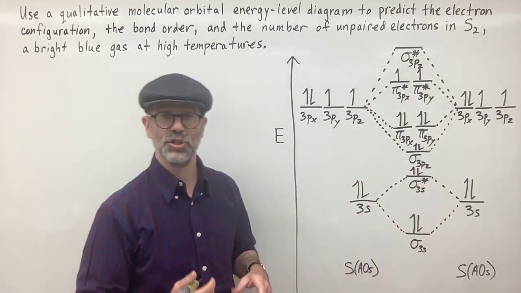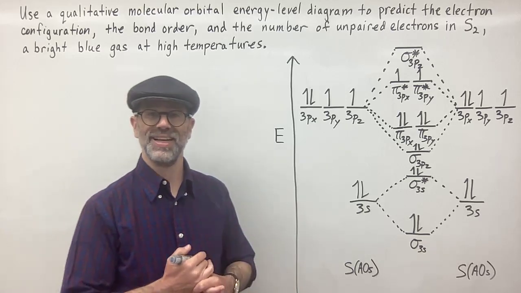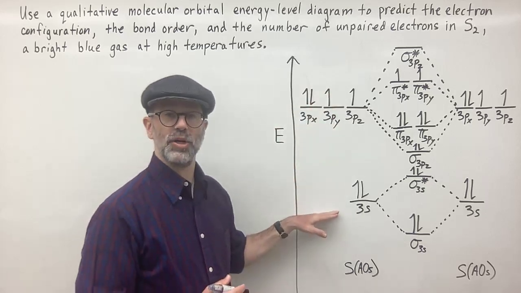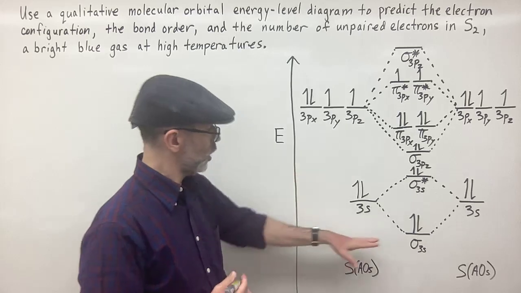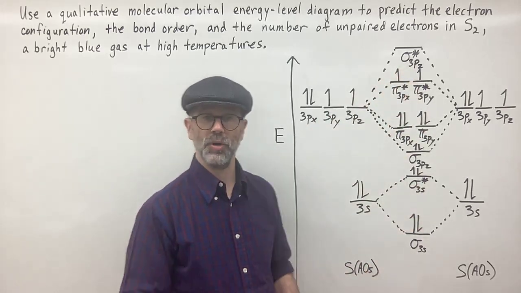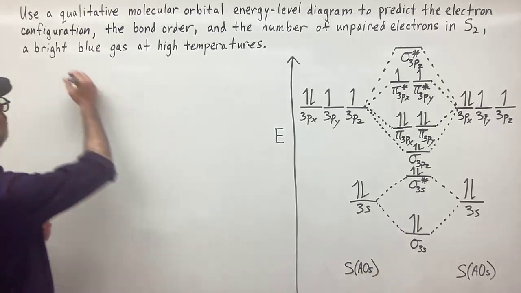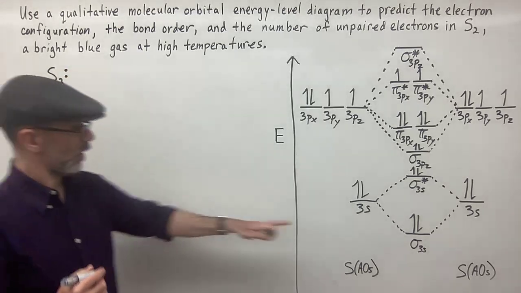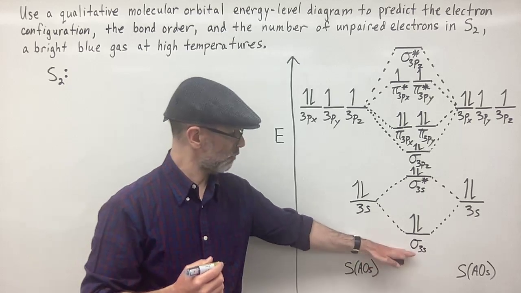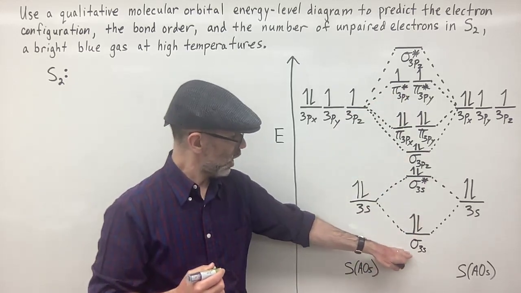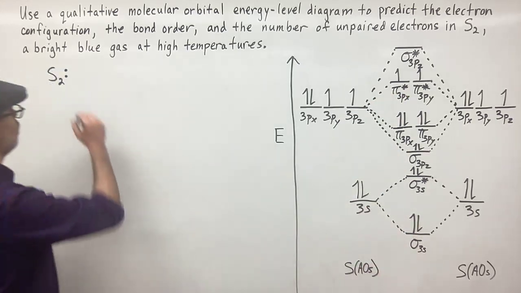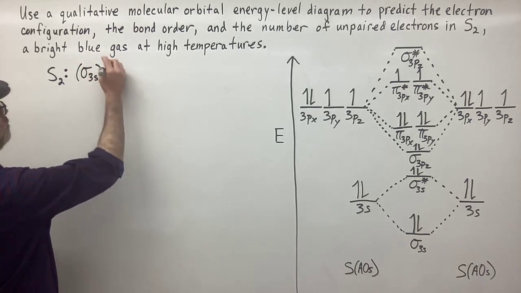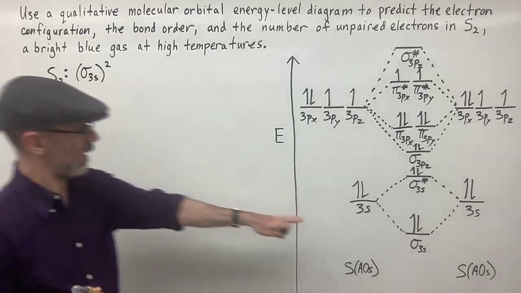Now we can start to answer the questions. First is the electron configuration. Just like when you write the electron configuration for atomic orbitals, we can do the same thing for the molecular orbitals. So for S2, we just write the electron configuration starting from the bottom and working our way up. We have the sigma 3s orbital with 2 electrons in it, so we write sigma 3s with 2 electrons in that orbital.